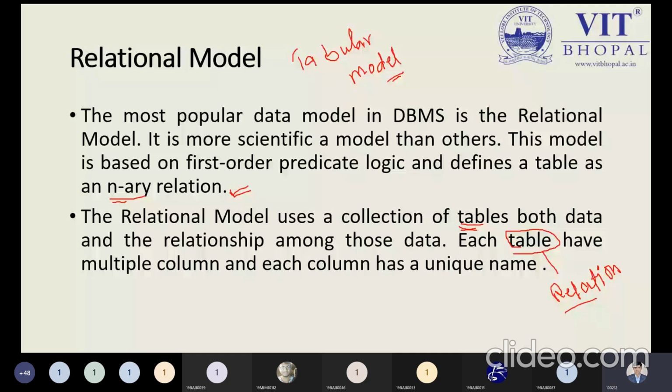Okay, now is this slide clear to all, or any doubt over here? Then you can ask me. Yes, please tell me. No doubt, sir? Any doubt? Do you have any doubt about the relational model? Then you can ask me, please. No doubt, sir.